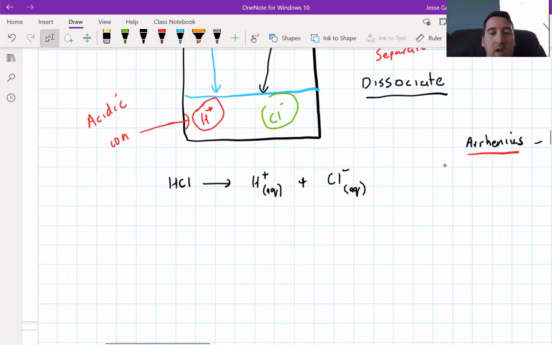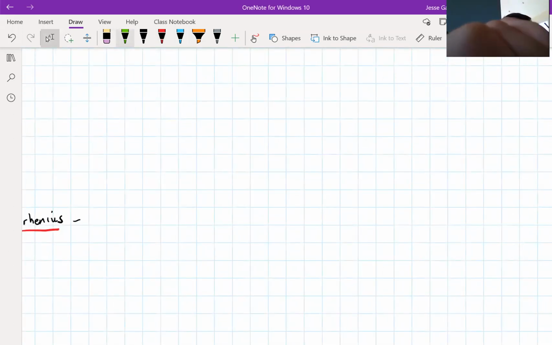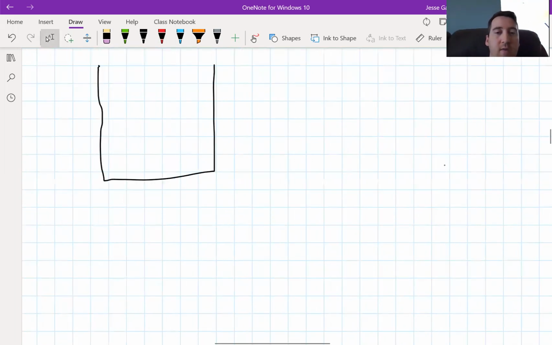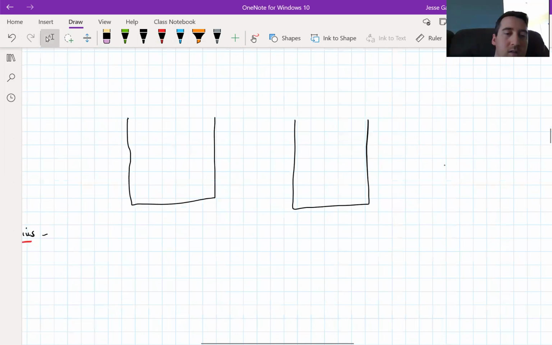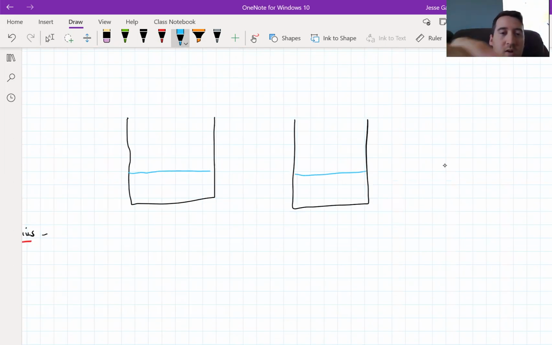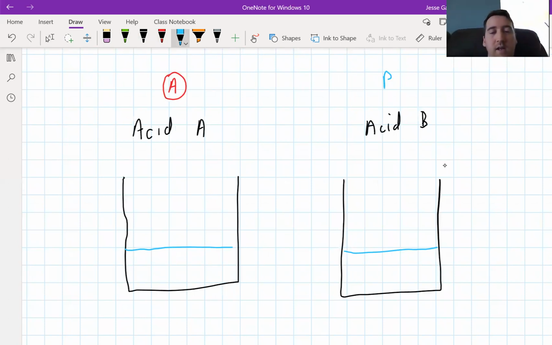Now, we're going to take a look in a little bit more detail. I'm going to stick with Arrhenius for a second. According to Arrhenius, we could have two different scenarios where we have two different acids and we're dissociating them both in water. So we're going to call it acid A. I'm going to call this acid B. And we're going to say that acid A looks like this and acid B looks like this. So these are the molecules.